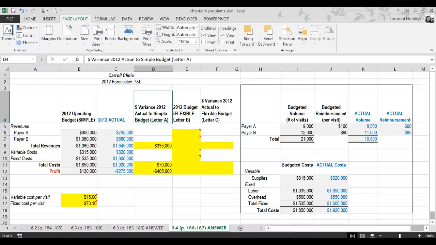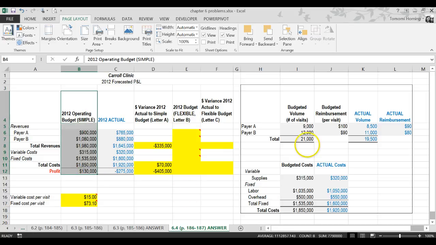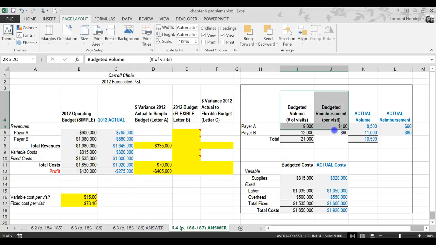In this brief video tutorial, I'll be helping you complete end of chapter problem 6.4 found on pages 186 and 187 of your course textbook. Page 173 is also being used to populate the information in black, which is the simple operating budget, which includes budgeted volume, budgeted reimbursement, and budgeted costs. The items in blue are the actual performance. Again, all of these numbers are outlined in the case example on pages 186 and 187.